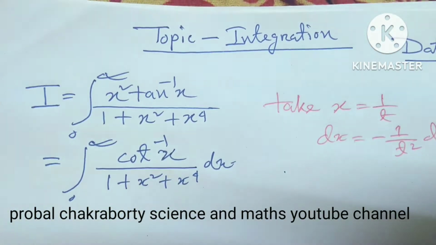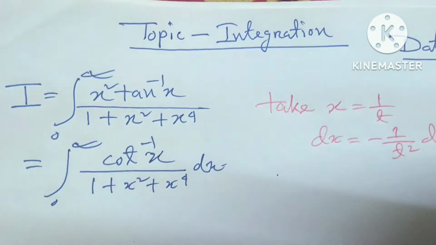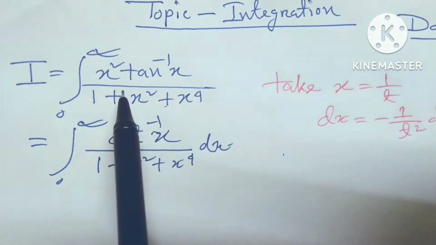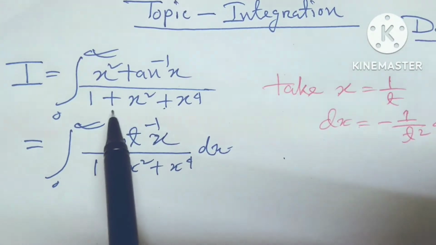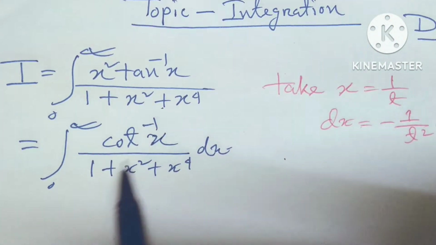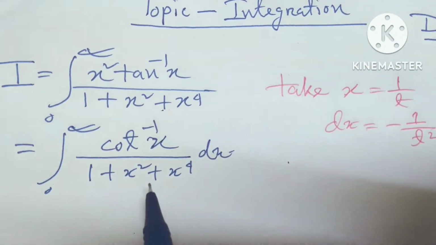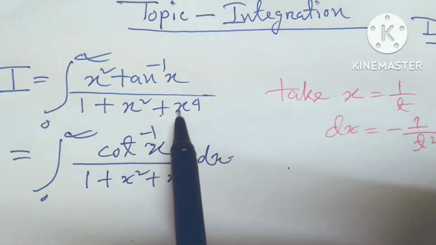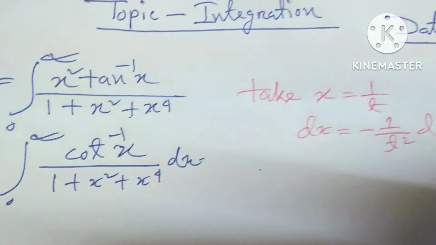Today's discussion is integration. So friends, today I want to solve this problem: integral from 0 to infinity of x square tan inverse x divided by 1 plus x square plus x to the power 4, and cot inverse x divided by 1 plus x square plus x to the power 4. So now how can I get this?